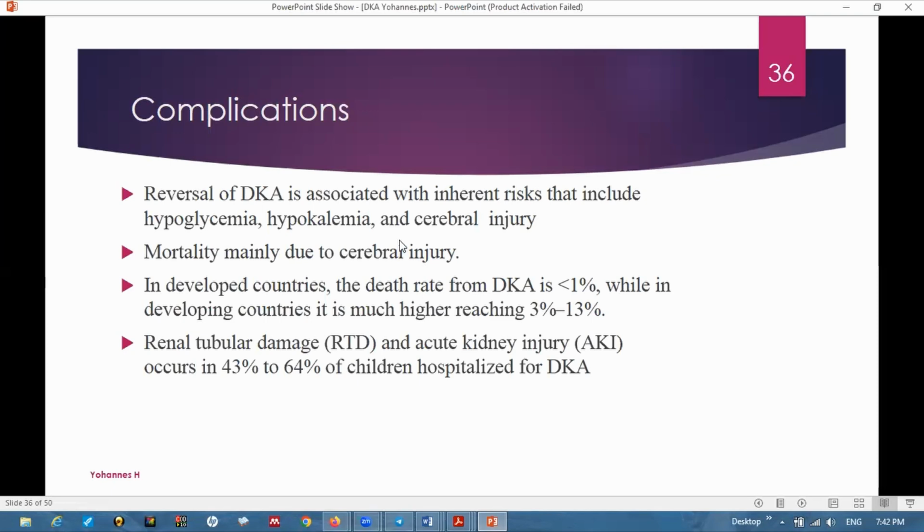Most of the time in developed countries, the death rate of DKA is less than 1%, but in developing countries it ranges from 3 to 13%. So it's high in developing countries, or in our setup also it's a high mortality rate due to cerebral edema. The other complications can be renal tubular acidosis and AKI, which can range from 43 to 64% of children hospitalized for DKA.